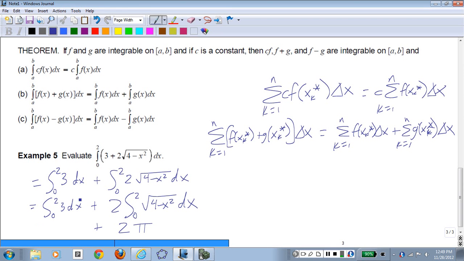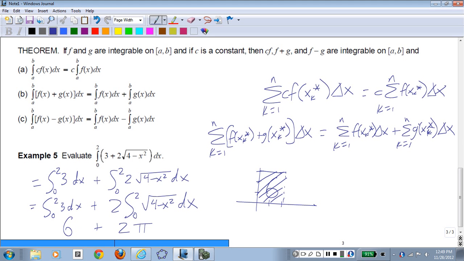The first one, though, to find that area, is the horizontal line segment, y equals 3, and we want the area bounded by the y-axis and x equals 2. So that's 2 times 3, which is 6. So the area bounded by that horizontal line segment and the x-axis between 0 and 2 is 6. So it's going to be 6 plus 2 pi, which is going to be, what, 12.28 something?